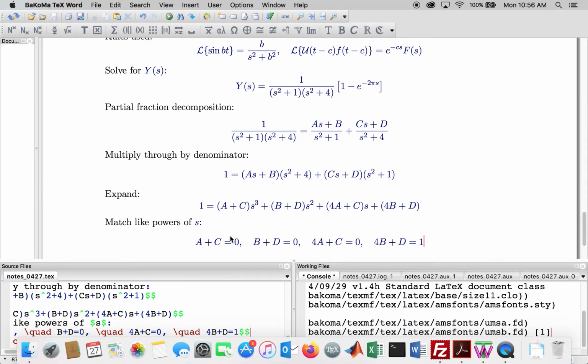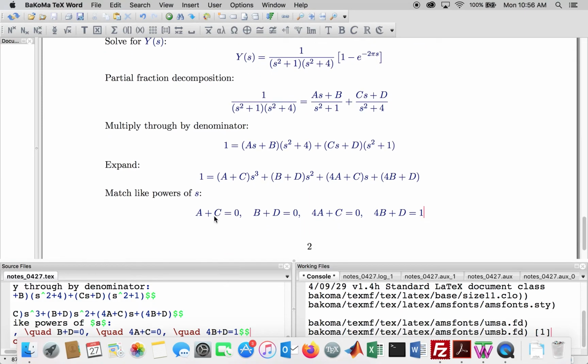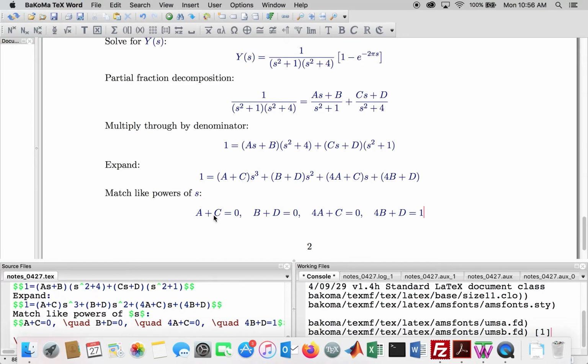Now, getting A and C is easiest. So from here I have C equals minus A. If I use that in here, C equals minus A, I get 3A equals 0. So A is 0. From here, C is minus A, so C is also 0.